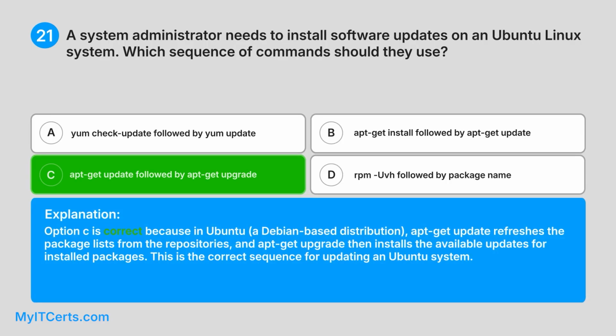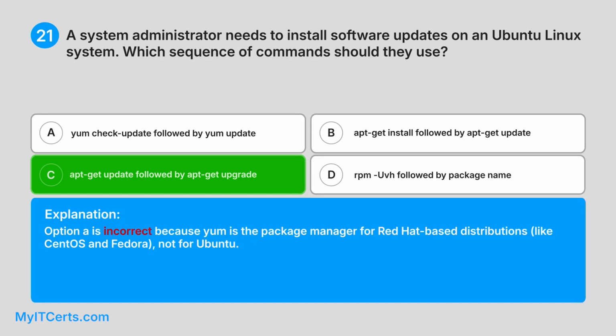Explanation. Option C is correct because in Ubuntu, a Debian-based distribution, apt-get update refreshes the package list from the repositories, and apt-get upgrade then installs the available updates for installed packages. This is the correct sequence for updating an Ubuntu system.